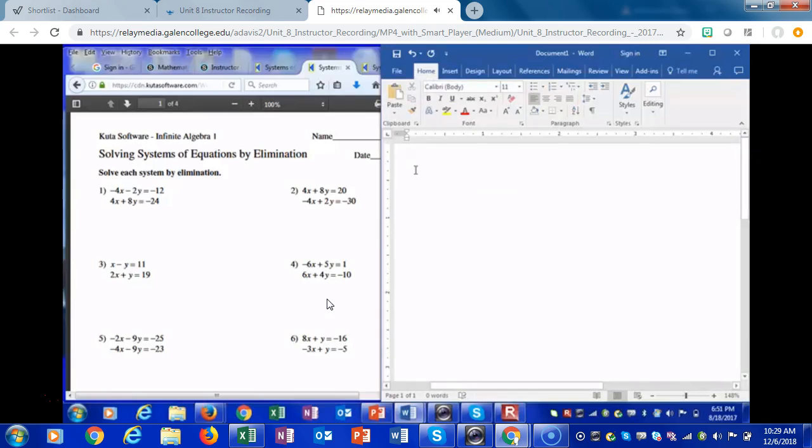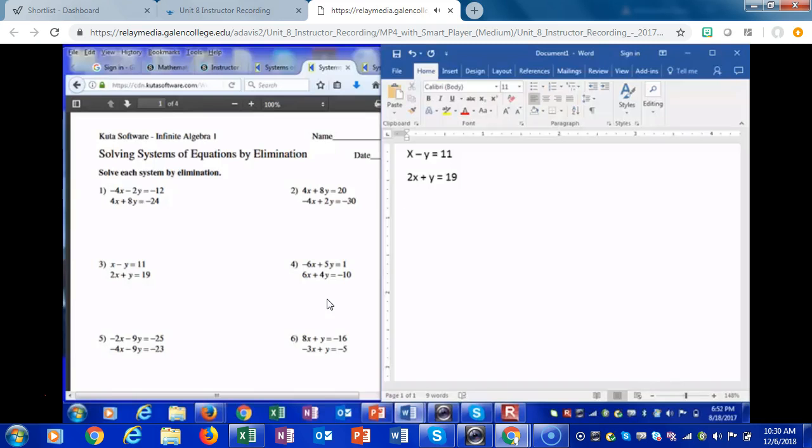Let's do number 3. X minus y equals 11. 2x plus y equals 19. Alright? What is the easiest to eliminate? Look at the x's. There's a 1x and a 2x. And then we have a negative 1y and a positive 1y. Which is the easiest to eliminate? Feel free to go ahead of me if you like. Alright, I'm going to cancel the y's, because that will be the easiest option.